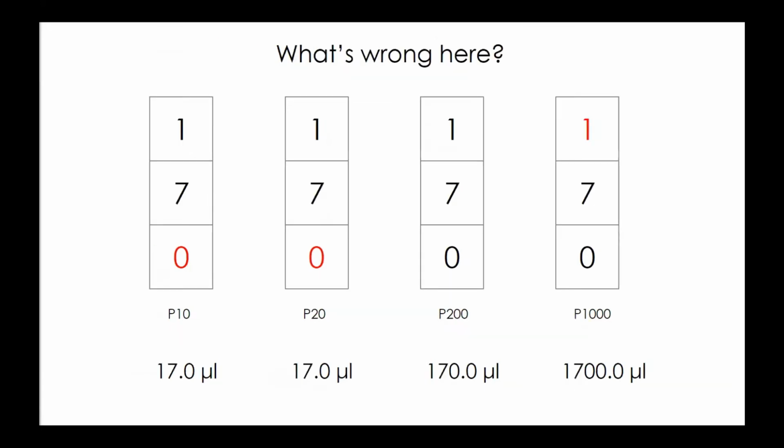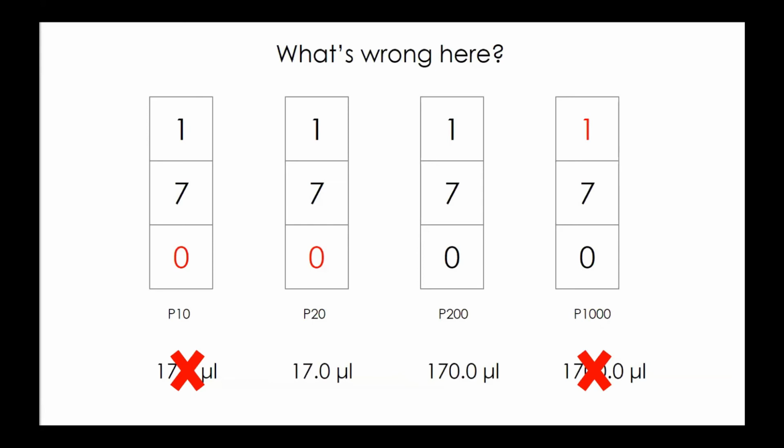So something's wrong here. See if you can pinpoint what it is. Hopefully you notice that the first P10 is set at 17 microliters. That's higher than the maximum volume. Additionally, the P1000 is set higher than it can go, at 1,700 microliters. The other two volumes are acceptable. It's very important that we don't go over the maximum volume when setting the pipette, as this can damage the internal mechanism.